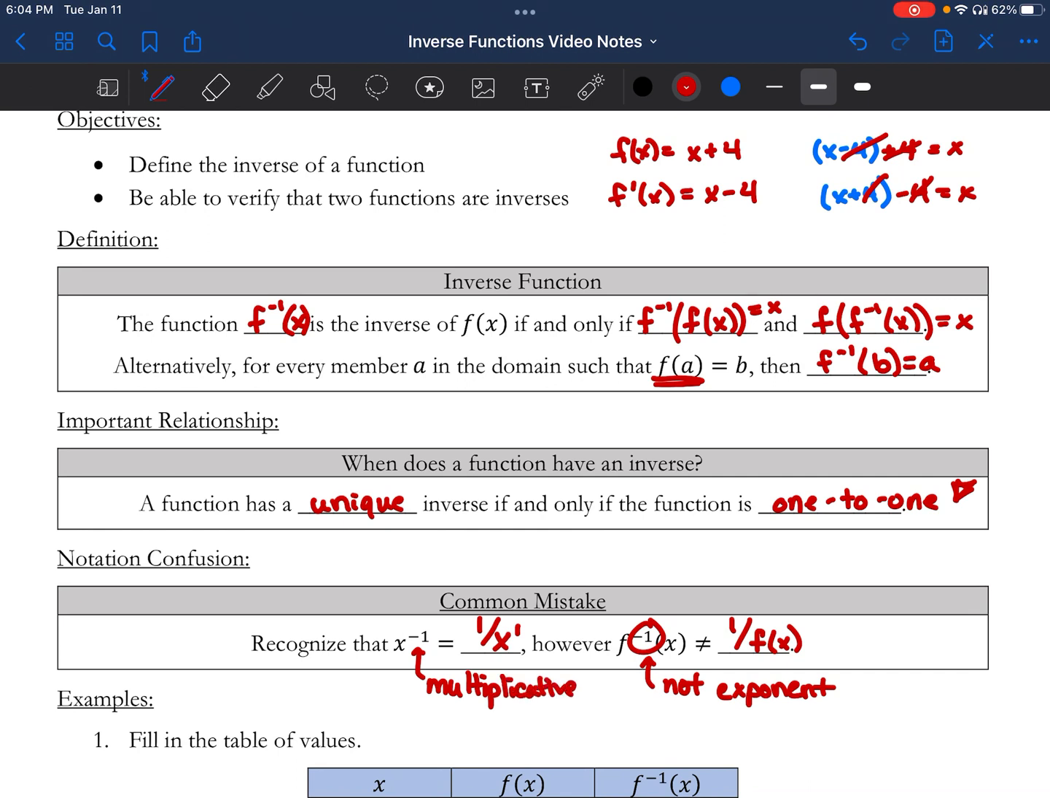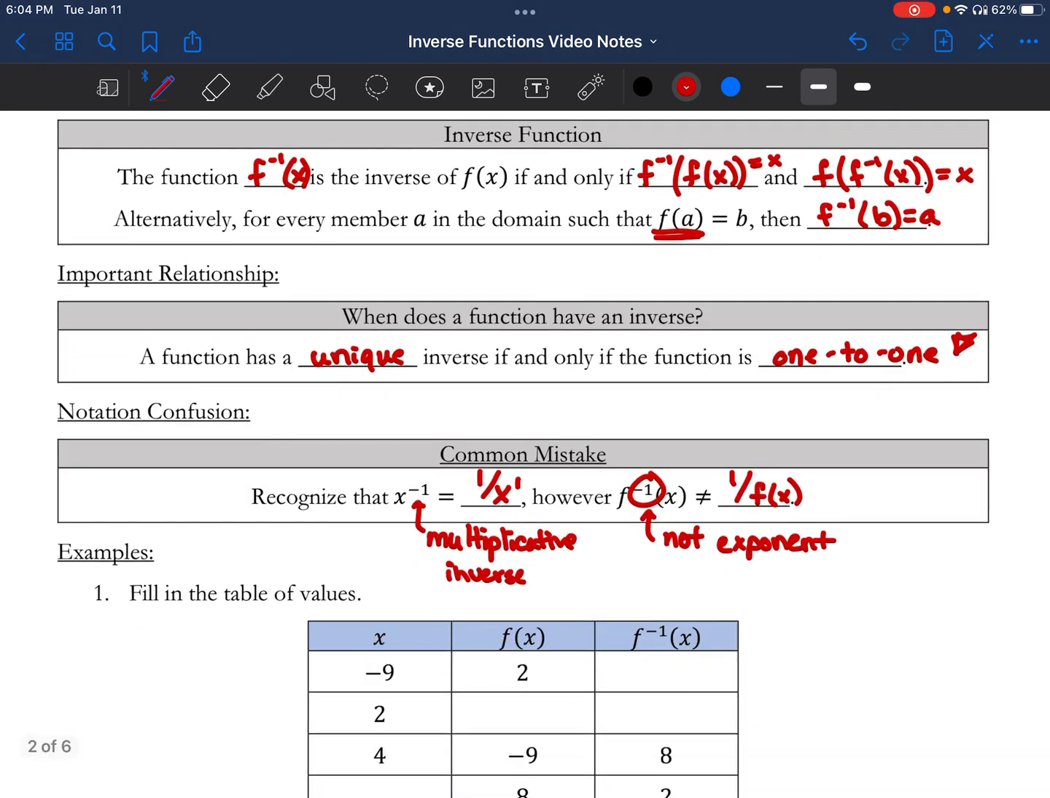But please do not get them confused. That -1 up there with the f is not talking about an exponent, whereas with the x by itself, it is talking about being an exponent. So let me go ahead and move on to some examples.